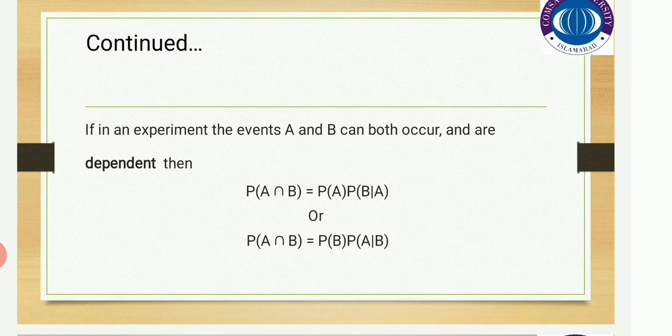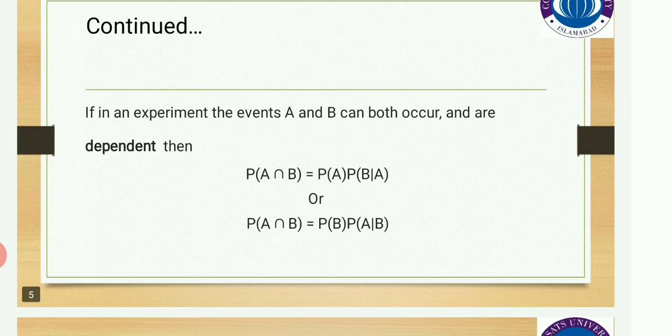If in an experiment the events A and B can both occur and are dependent, then probability of A intersection B will be equal to probability of A times probability of B given that A has already occurred. Similarly, you can write it as probability of A intersection B equal to probability of B times probability of A given that B has already occurred.